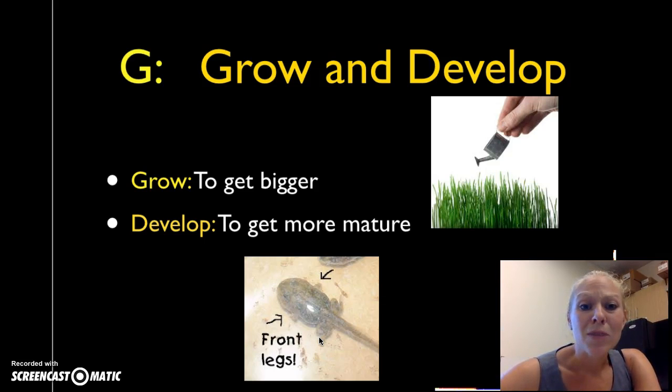To be considered alive, you must be able to grow and develop. To grow is to get bigger, and to develop is to become more mature. So we not only get larger, if you look at this tadpole, it's going to grow legs, it's going to change shape, it's going to become a frog. So it is growing and developing.